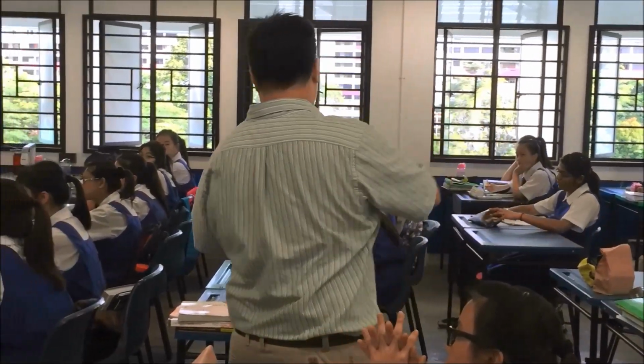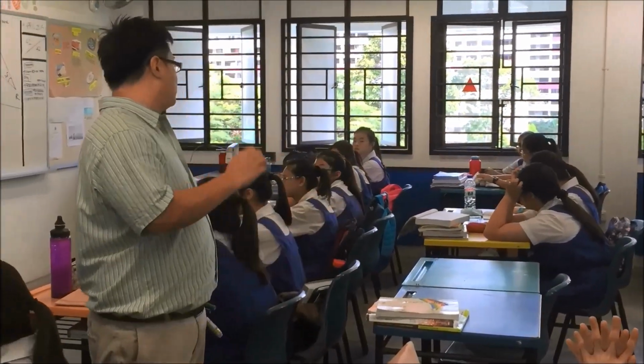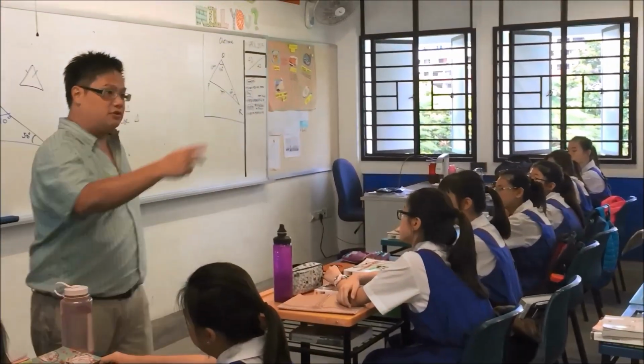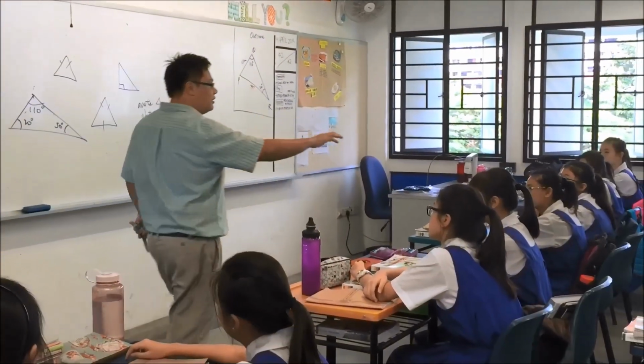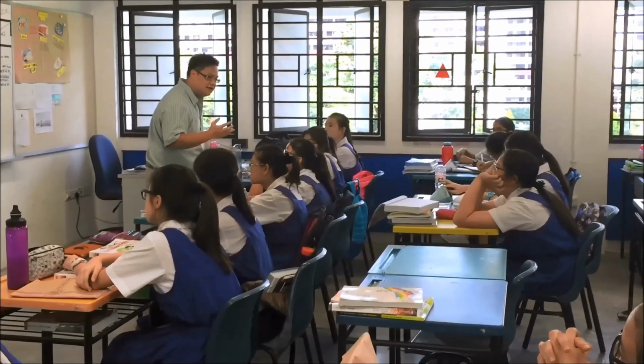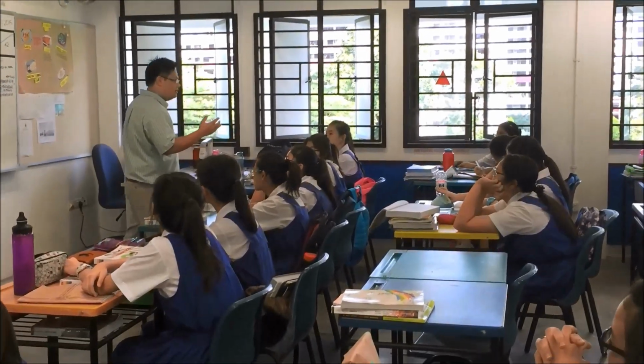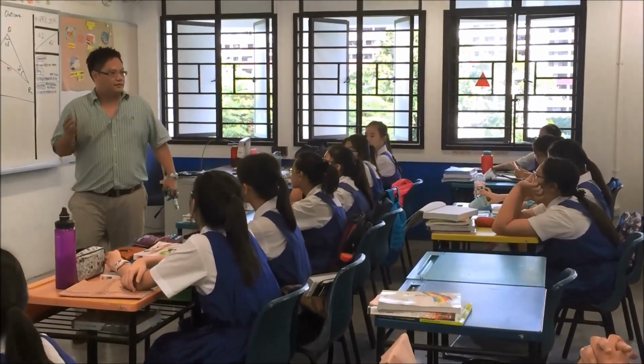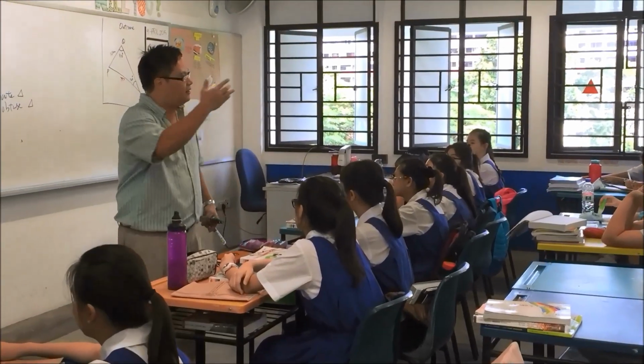Okay, before I move on to the next segment, I just want to ask you, is it possible for a triangle to have two obtuse angles? Possible or not? Think before you speak. Possible? So no, not possible. Why not? Denise, why not? Because?